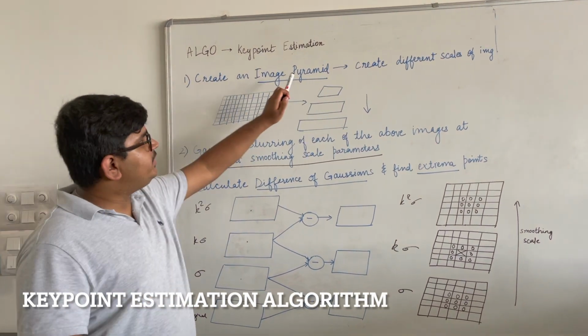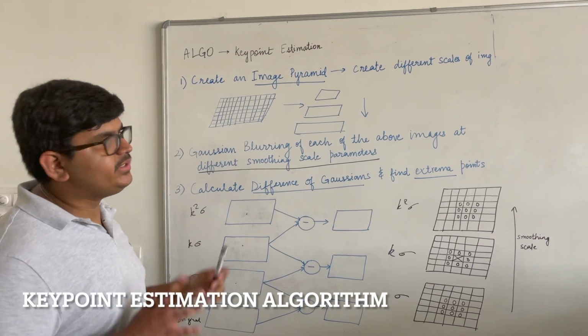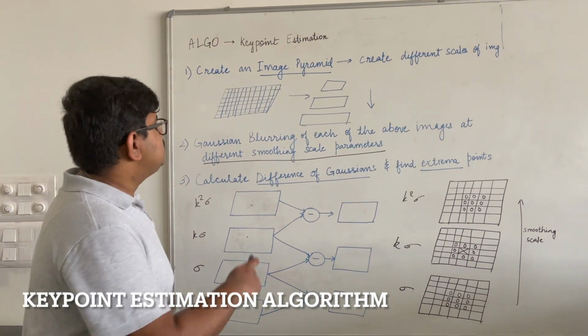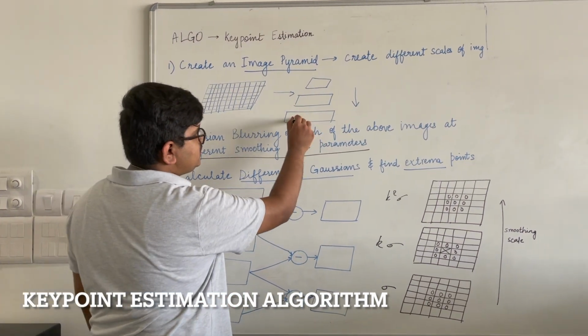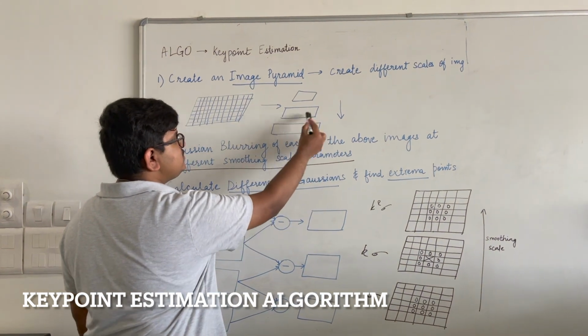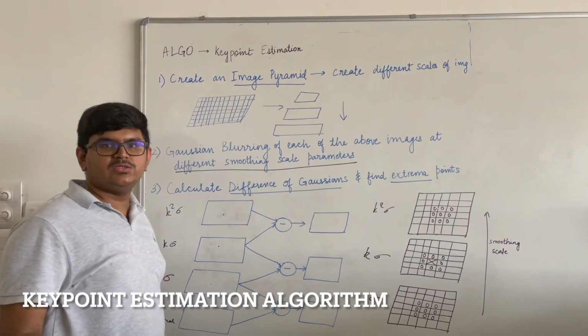So firstly, we'll create an image pyramid, which basically means creating the image at different scales. So if this is your original image, then this is a slightly smaller version of the image, and this is a slightly smaller version of the image.